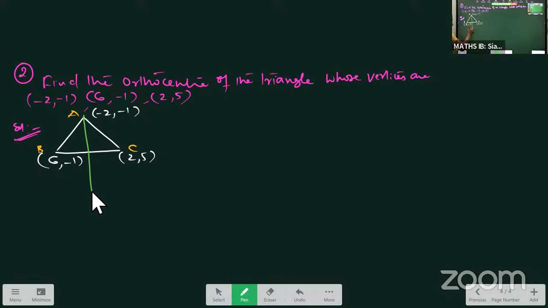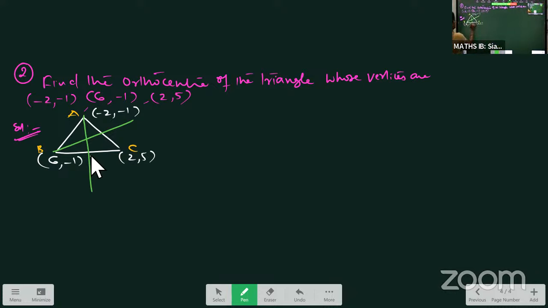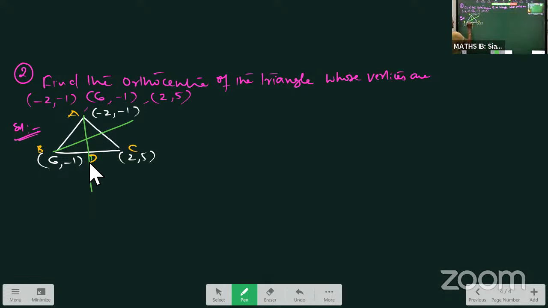We need to find out this line. The name of these two lines: this one is AD, and this one is BE. We need the two lines AD and BE. The point of intersection of these two lines is called the orthocenter. Generally, that is represented with O.